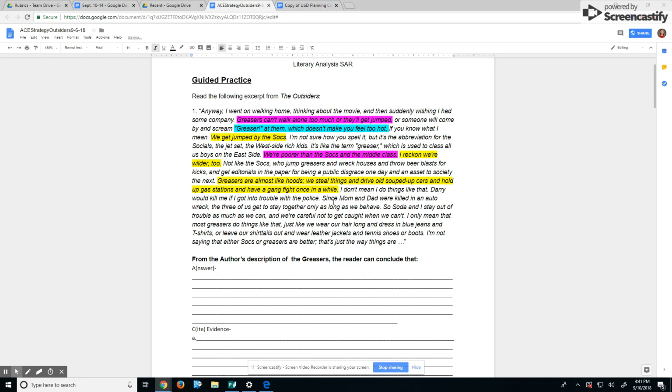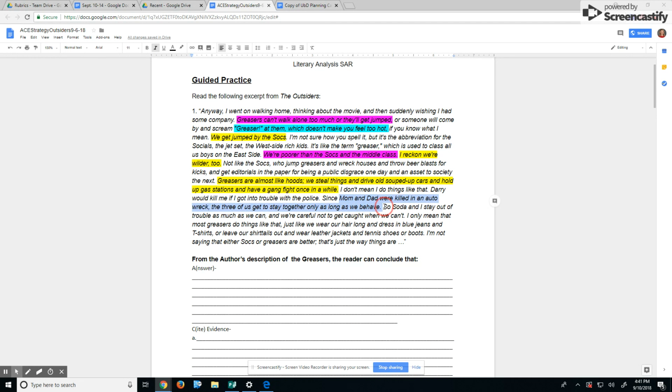So then he says, "I don't mean I do things like that." And by the way, if you're not sure who's talking, it's the narrator of The Outsiders, which is Ponyboy. "I don't mean I do things like that. Darry would kill me if I got into trouble with the police. Since Mom and Dad were killed in an auto wreck, the three of us get to stay together only as long as we behave." Ooh.